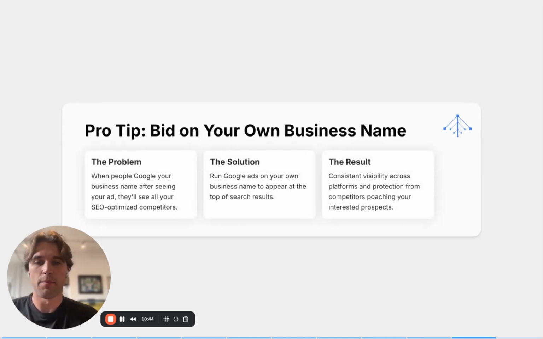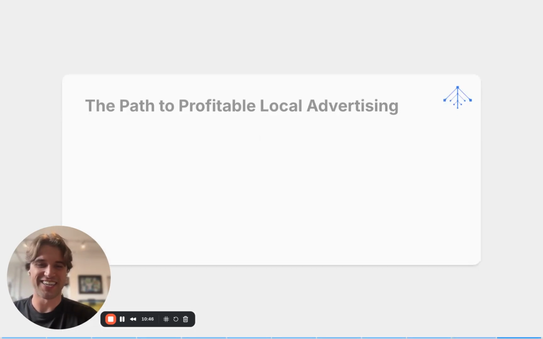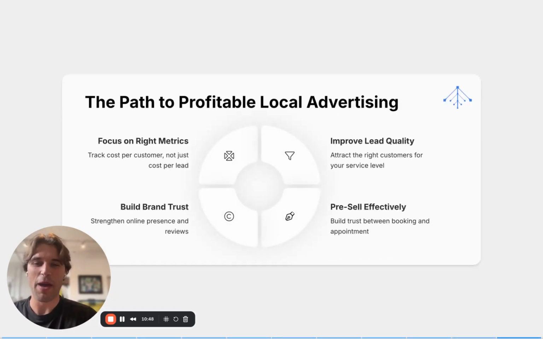So one other, I kind of already just discussed this. I got ahead of myself. So the path to profitable local advertising, you got to focus on the right metrics. You want to improve the lead quality. You want to build brand trust. So you strengthen that online presence and reviews. And then you want to pre-sell effectively. This is the biggest thing that you could change that will really make your ads profitable.